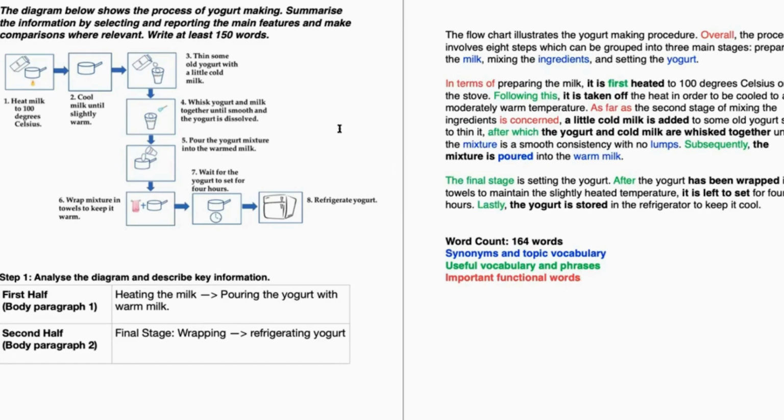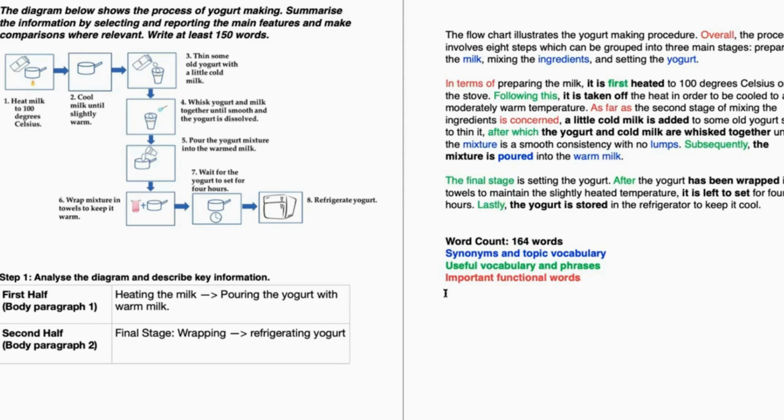This is a great verb, which we saw here, but make sure you're familiar with how to use it, and warm milk. So there isn't that much when it comes to synonyms and topic vocabulary to this specific topic of yogurt making, but it is just good to point out. Also keep in mind the paraphrasing that we did in the introduction paragraph.